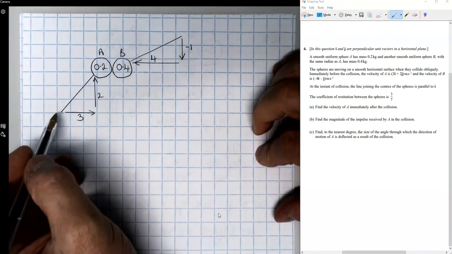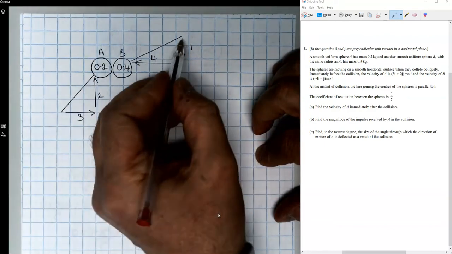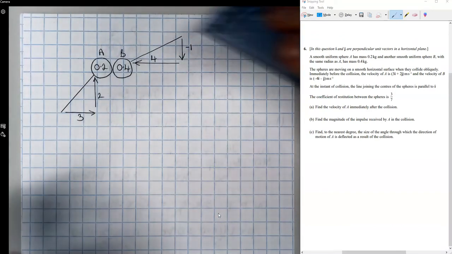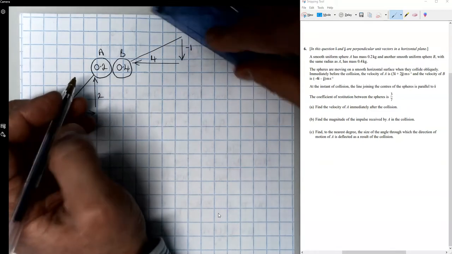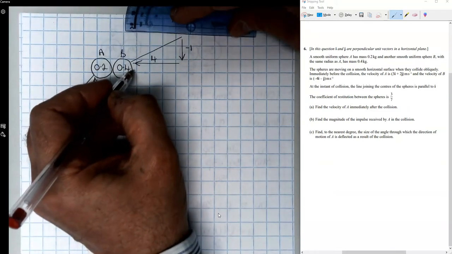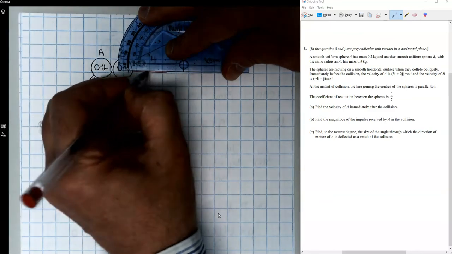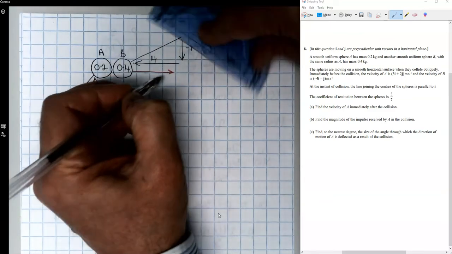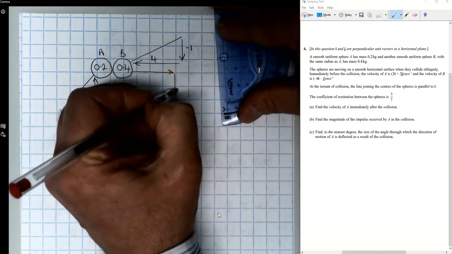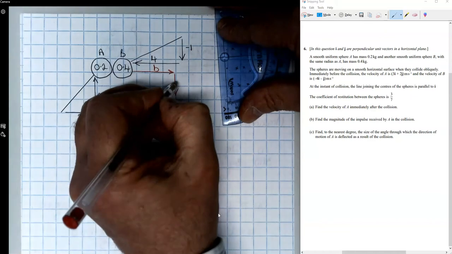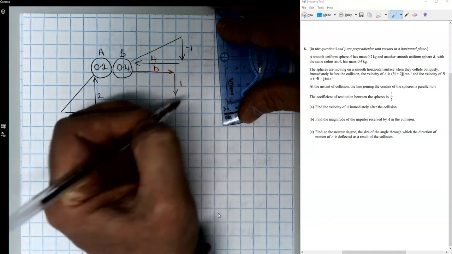Okay, so here we've got two spheres colliding, and we're told the velocity of approach is 3i + 2j and 4i − j. So immediately we need a diagram, and we need to mark on what happens afterwards. Afterwards this will bounce off like that, and that will stay as 1. So we've got B this way. We don't know what B is, but we know it's going to be 1 in that direction.